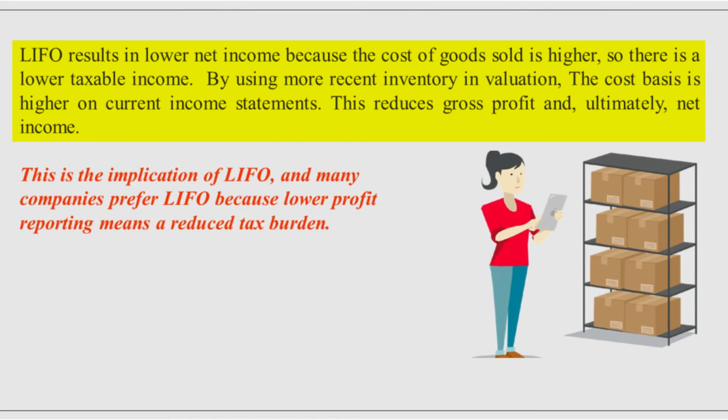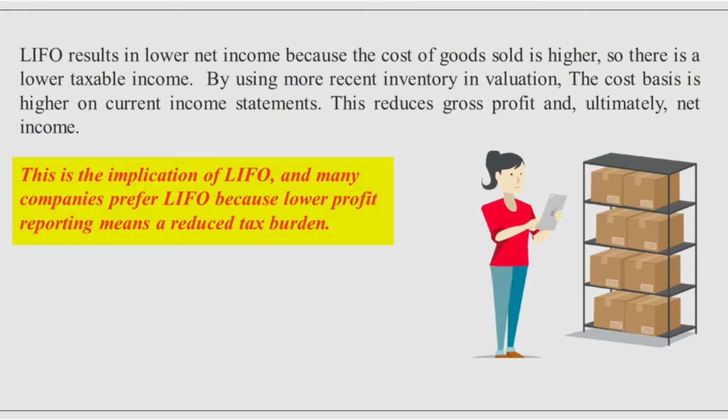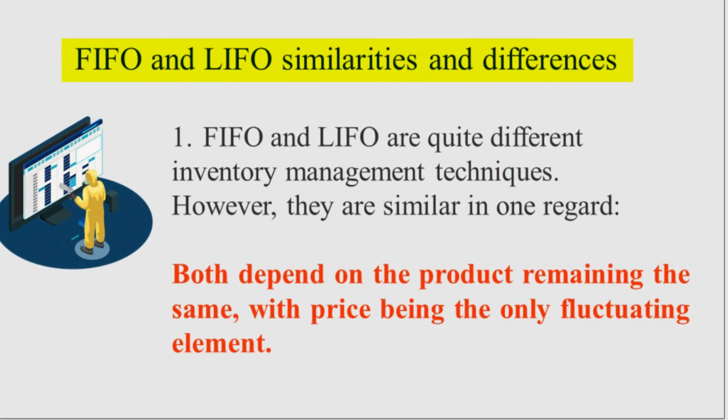LIFO results in lower net income because the cost of goods sold is higher, so there is a lower taxable income. By using more recent inventory in valuation, the cost basis is higher on current income statements. This reduces cost profit and, ultimately, net income. This is the implication of LIFO, and many companies prefer LIFO because lower profit reporting means a reduction in tax burdens.